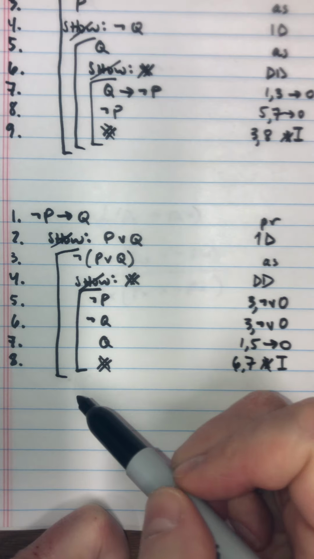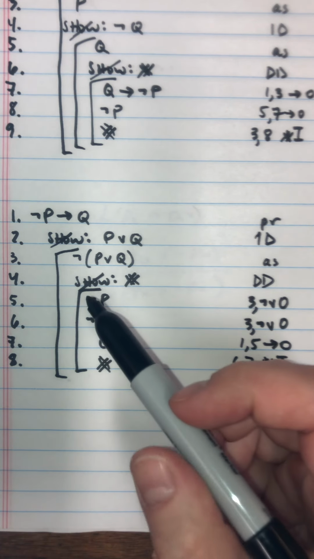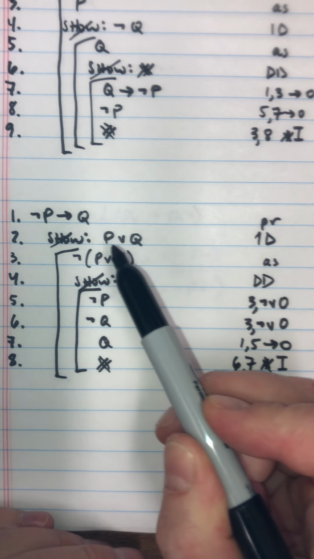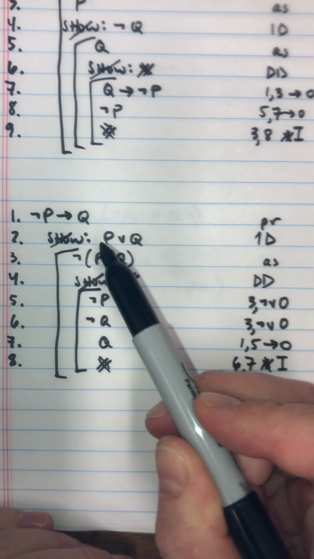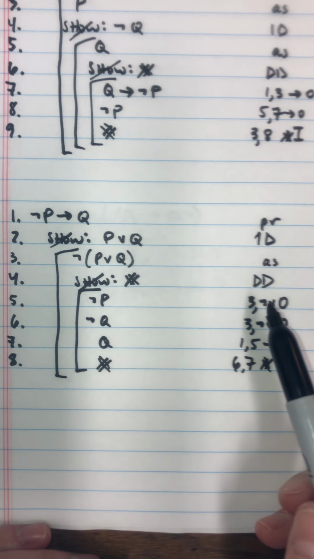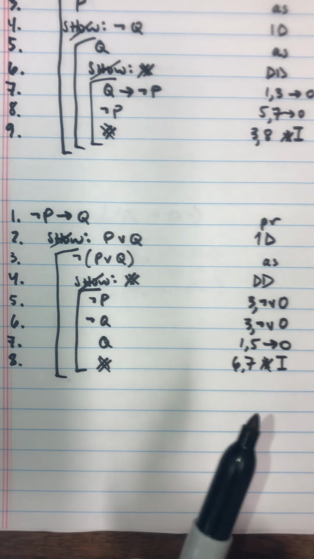P or Q. And this strategy is general in the following sense. It's always a good idea to try indirect derivation if your show line is an OR, if the main connective of your show line is an OR, because the assumption you get is especially useful given the not or out rule. All right, that's all for this video.